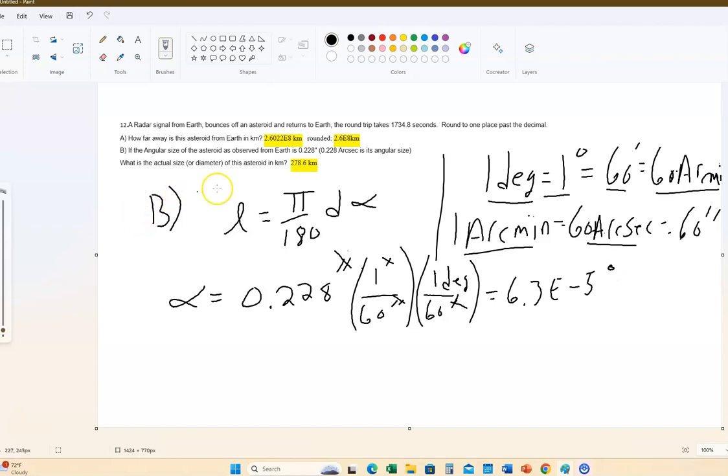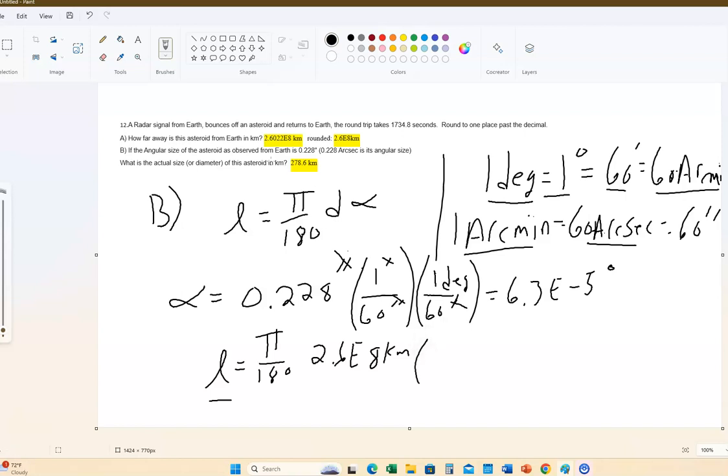All right, so now we're ready. Now we can plug everything in. Script L is equal to just pi over 180. That's just a number that never ever changes. And then times our distance, which was approximately 2.6 times 10 to the eighth kilometers. The fact that that's in kilometers is going to make our script L, the actual size of it, also in kilometers.